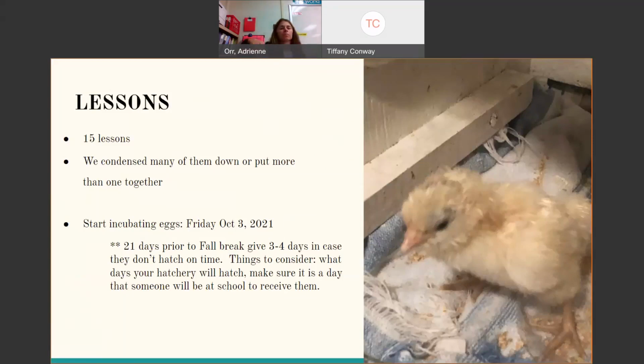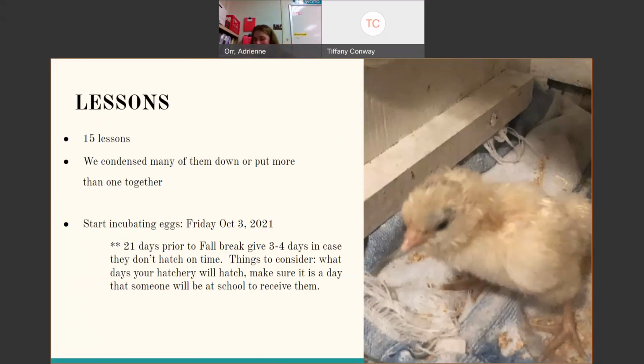But once you start the eggs, it's about 21 days. Sometimes it's a little more, a little less, but especially since we're doing it in the fall, you have to kind of think about when those breaks are and when those long weekends are, because you don't want them hatching in your incubator and staying there for a long time, because they can get caught in the turners. And then that's kind of a sad situation. So these are all things we've learned from experience.